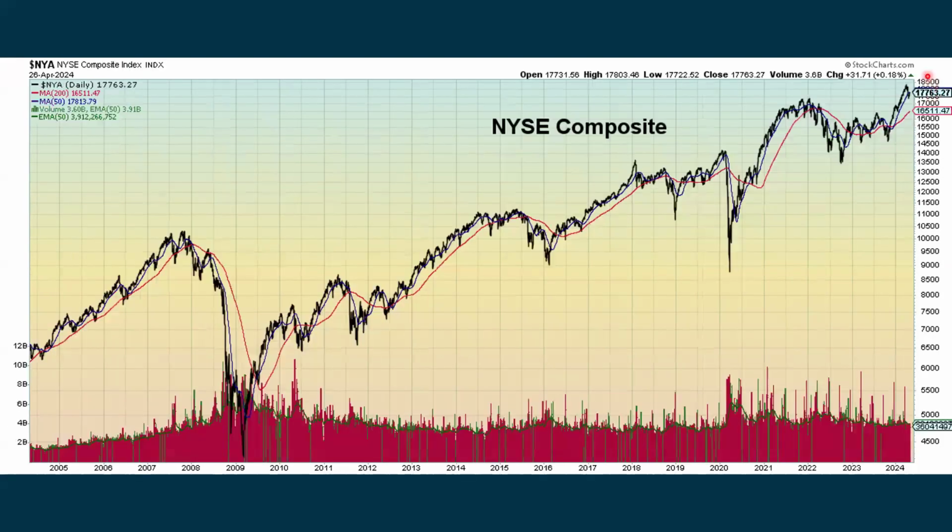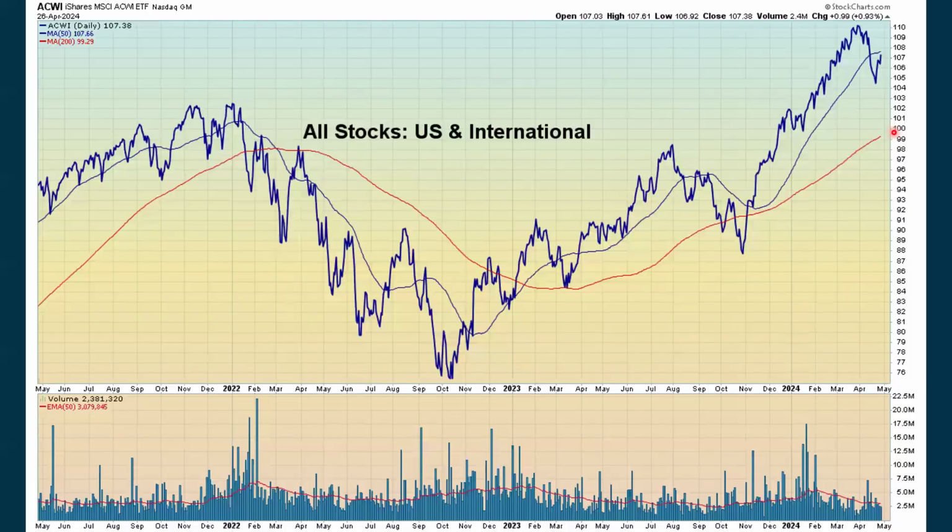The NYSE composite did come down and is challenging its 50-day moving average, but it's still in an uptrend. This is another broad market measure. We look at all stocks in the US and internationally. We fell below the 50-day moving average. Now we're trying to make a comeback to that moving average.